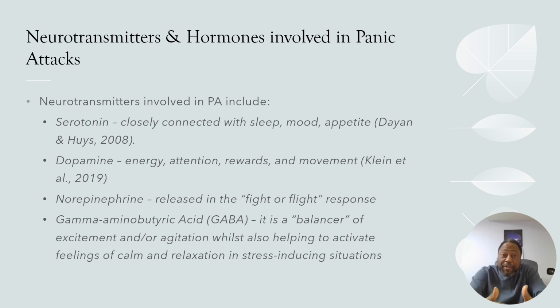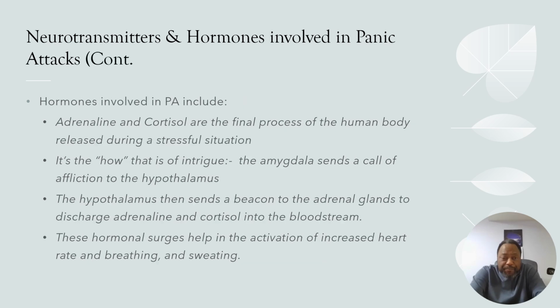So, neurotransmitters and hormones involved in panic attacks. The neurotransmitters involved rather in panic attacks include serotonin, which is closely connected with sleep, mood, appetite; dopamine, energy, attention, rewards, and movement; norepinephrine, which is released in the fight or flight response; and GABA, which is gamma-aminobutyric acid, which creates a balancing act of excitement and agitation, whilst also helping to activate feelings of calm and relaxation in stress-inducing situations.